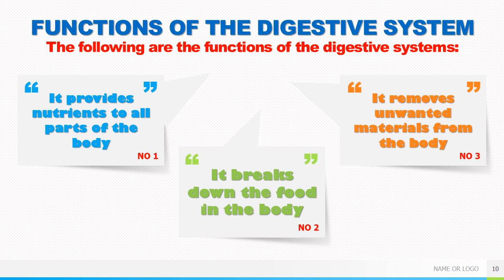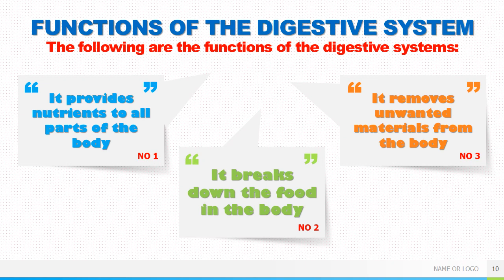It will be the one that will provide nutrients to where this part is, where the circulatory part is, where the respiratory part is. It provides nutrients to all of them so that they can function well. Then it breaks down the food in the body. When we eat eba, we eat rice, it breaks it down in the body.